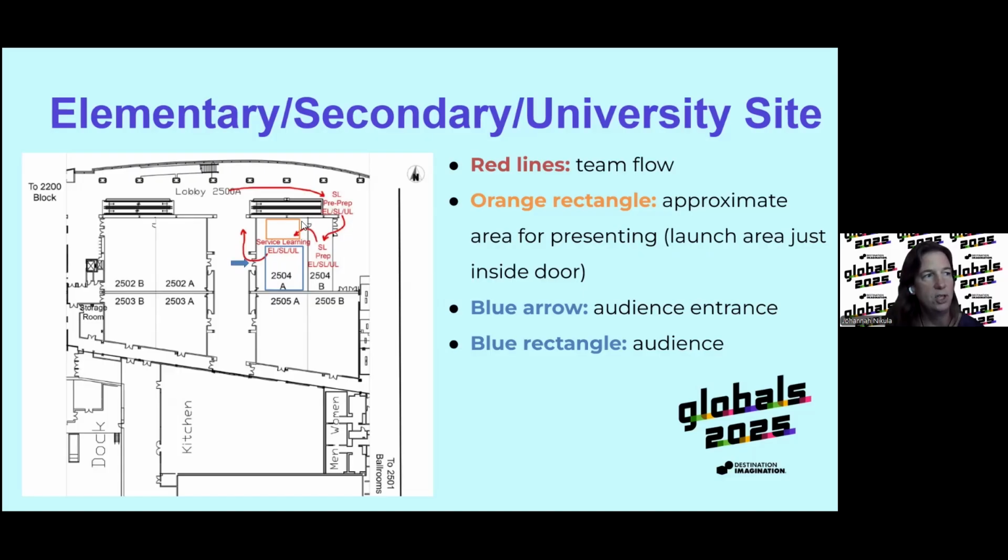The orange rectangle, again, shows approximately where they'll be presenting from. And the blue rectangle shows where the audience will be. As at the other site, the team exit shown by the red arrow is the same place as the audience entrance and exit, the blue arrow. So again, we'll do some traffic flow management, and everybody, I'm sure, will be gracious and patient with each other. So those are the two sites.